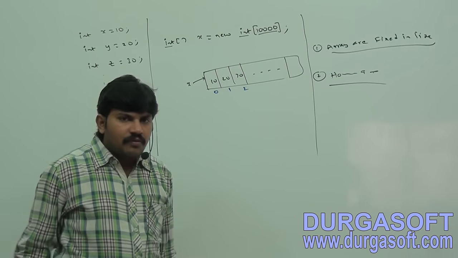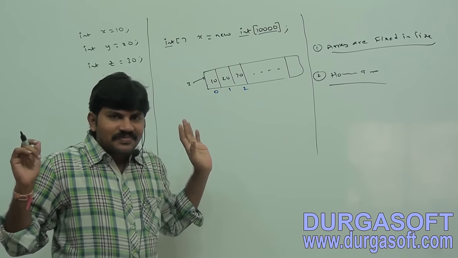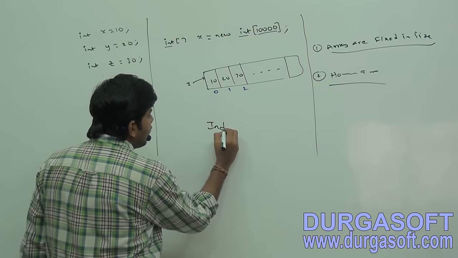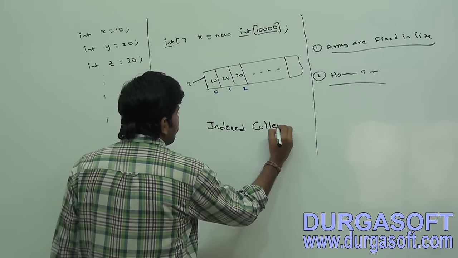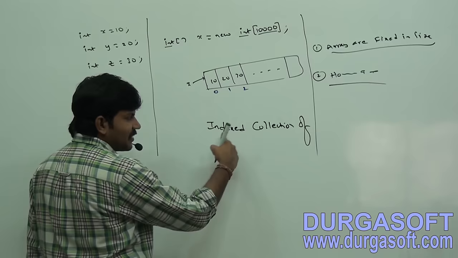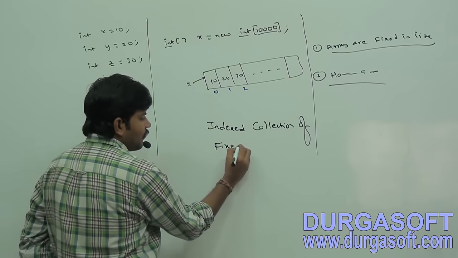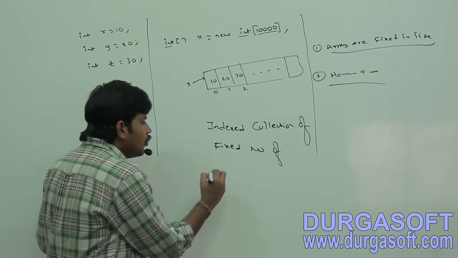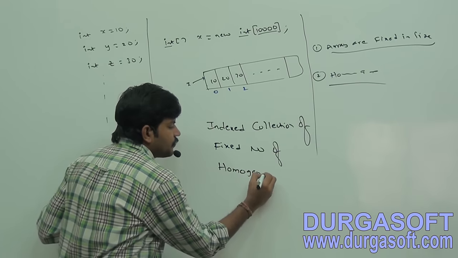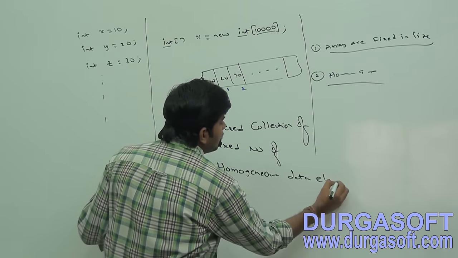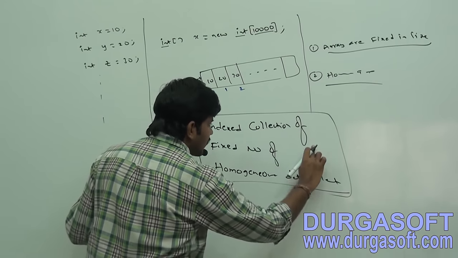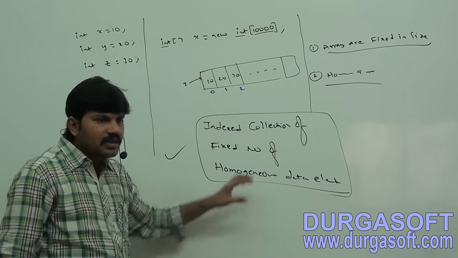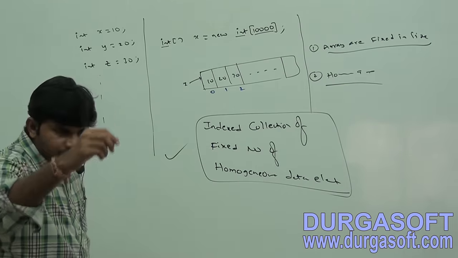Sir, can you define what is an array? What is an array? An array is an indexed collection of fixed number of homogeneous data elements. Have you observed these words? Indexed collection of fixed number of homogeneous data elements. That is nothing but the concept of array.